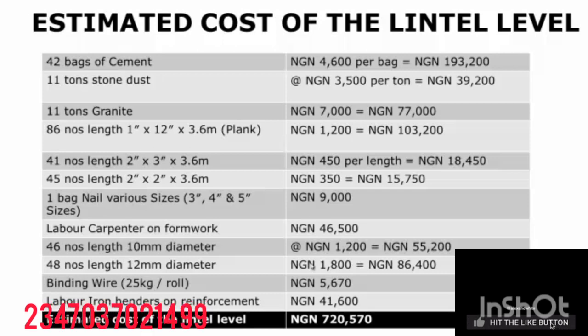Okay, now we've gotten to the lintel level, which is the estimate cost. You can see the materials to buy: 2 bags of cement, 11 tons of stone, and so on and so forth. Look at them by the left hand side. Then by the right hand side, you can see the total amount, which is about 720,570. By the right hand side, these are the prices of the cement, and these are the prices of the materials. These are the prices of the products.